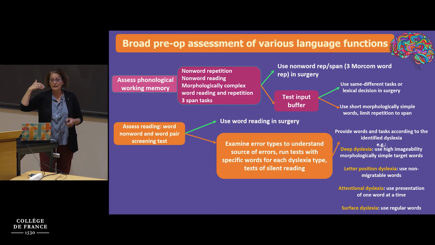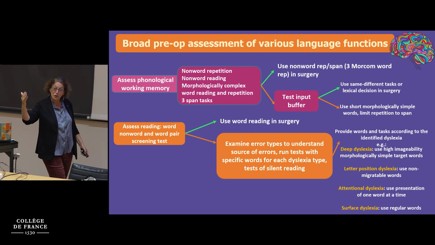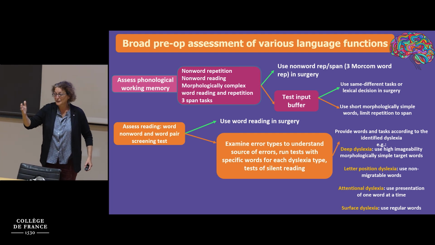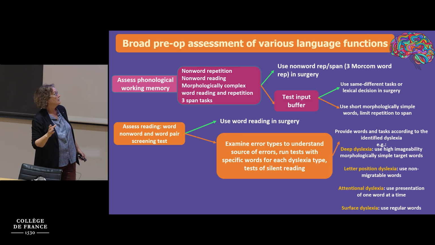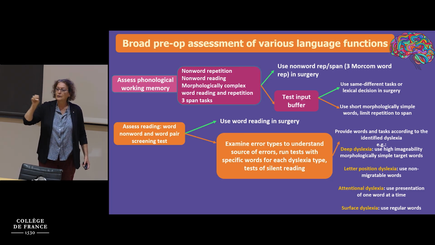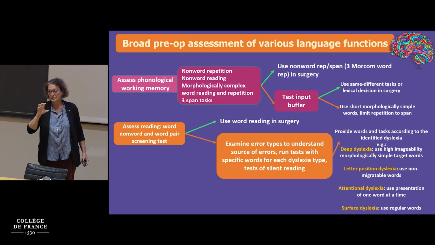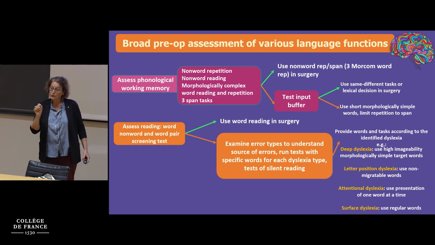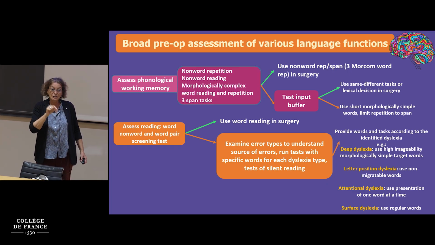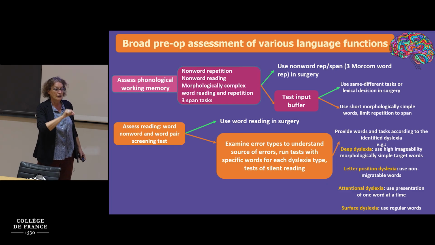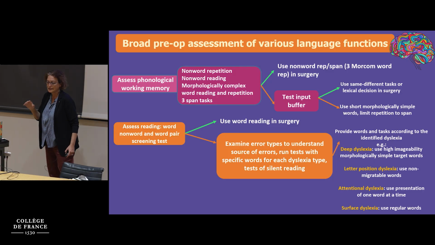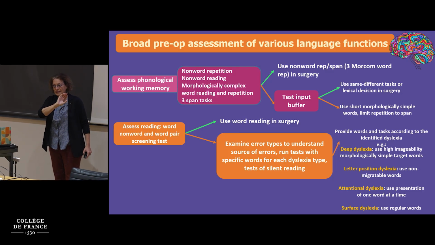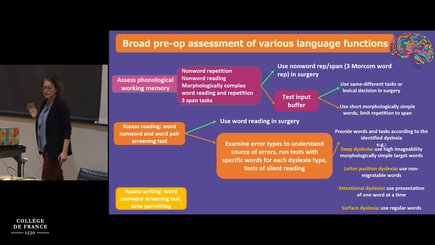So we give tests of reading of words and non-words and word pairs. If it's okay, we give reading in surgery. It's a very useful task. If there is a problem, we take out the types of words that are difficult for the patient, and we use only types of words that we know according to their deficit are going to be okay in surgery and can be assessed. So that's the general idea. The details are less important here, but this is the general approach.